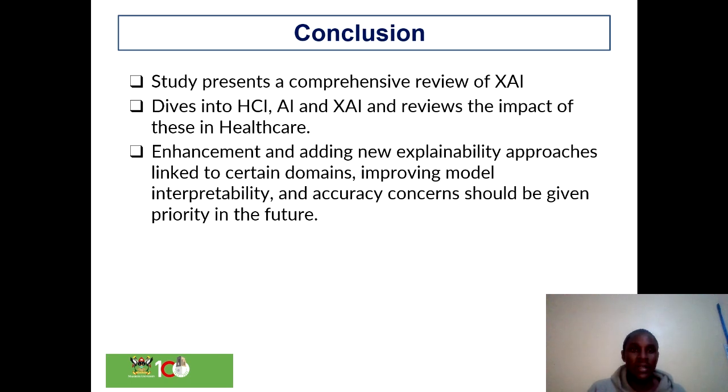So in conclusion, the study does successfully present a comprehensive review of explainable AI, and it does dive into human-computer interaction, artificial intelligence, and explainable AI, and furthermore reviews the impact of these in healthcare. So the study points out enhancement and addition of new explainability approaches linked to certain domains, and on top of that, improving interpretability and accuracy concerns as things that should be given the highest priority in the future.